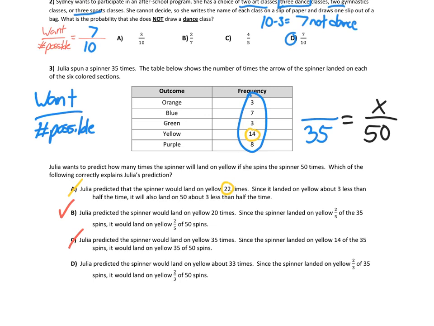D, Julia predicted the spinner would land on yellow 33 times. No, we already figured out that if we plug in that 14, I guess I could have kept what I had written there. If we landed on yellow 14 times out of those 35 spins, I can cross multiply, divide by the lonely guy, and X comes out to 20. So B is definitely what we are looking for on that one.